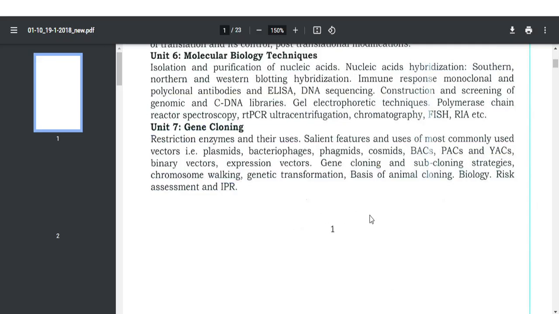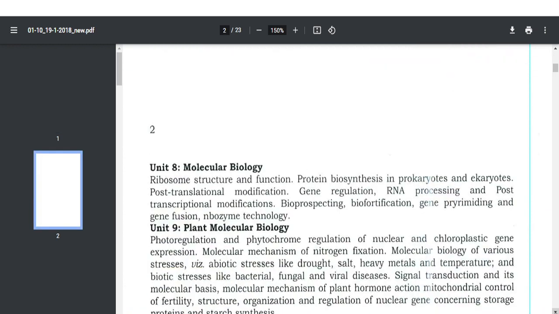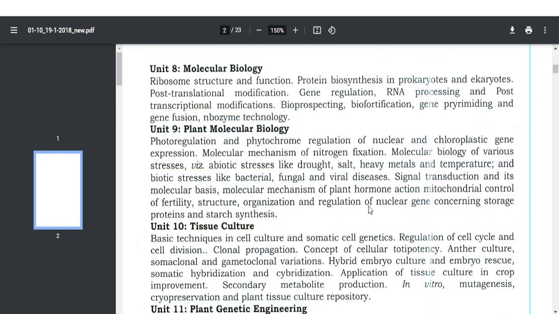Okay, so you need to know about the types of vectors, the vector size, binary vector, Ti plasmid, size of each vector, expression vectors, like that. And also you need to know about chromosome walking, the basics of animal cloning, risk assessment, and IPR. Okay. Next is unit number 8, which is molecular biology.